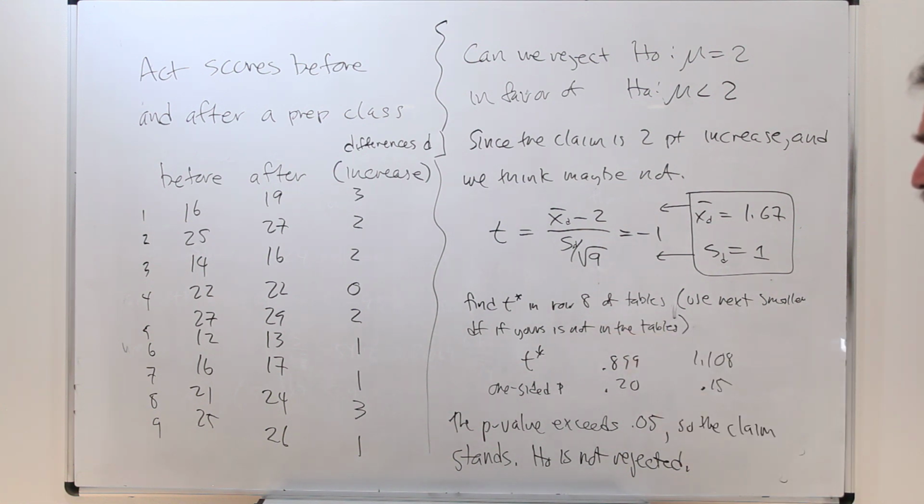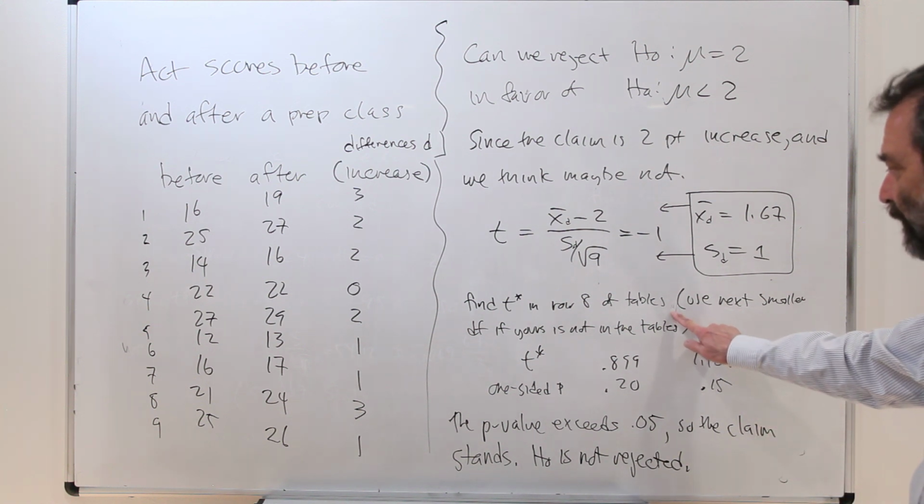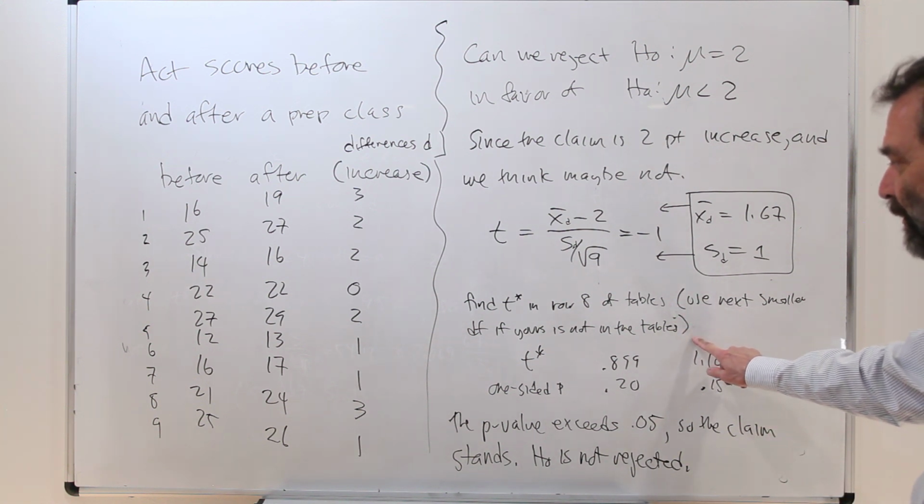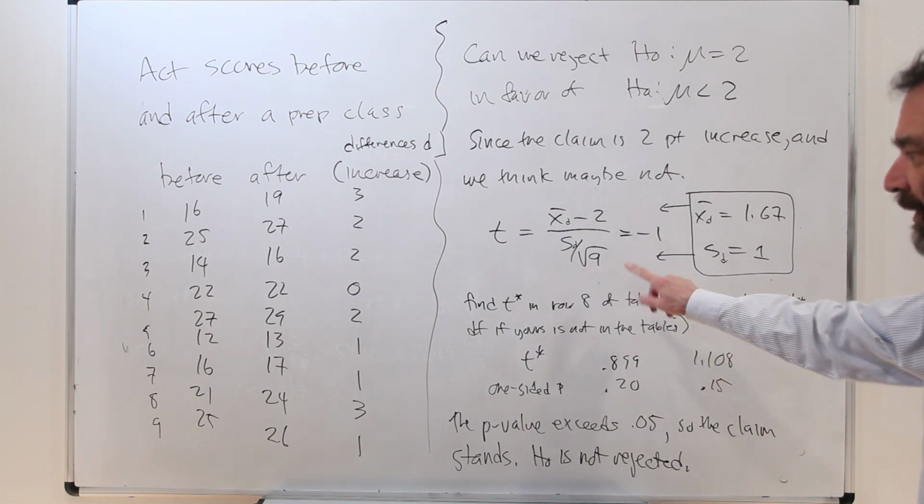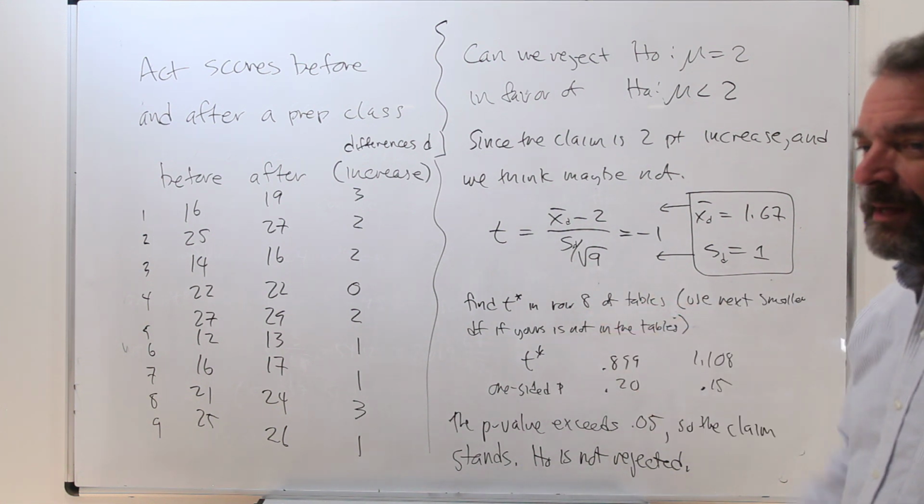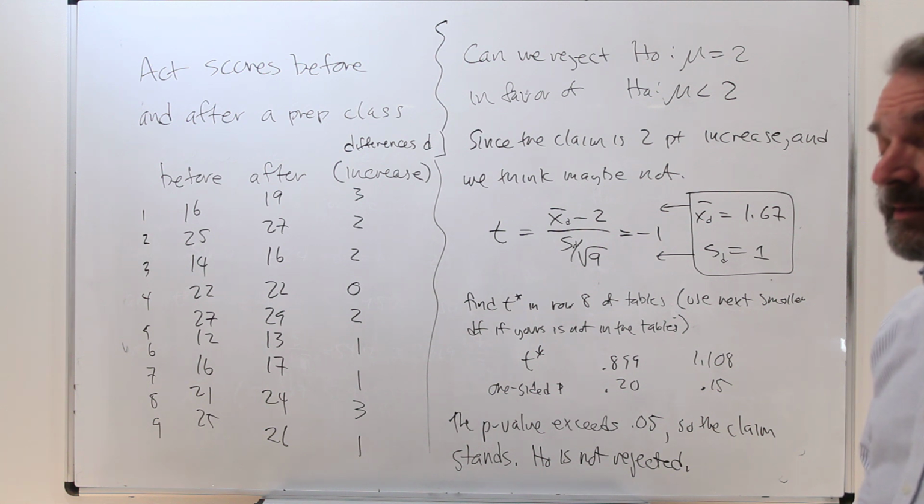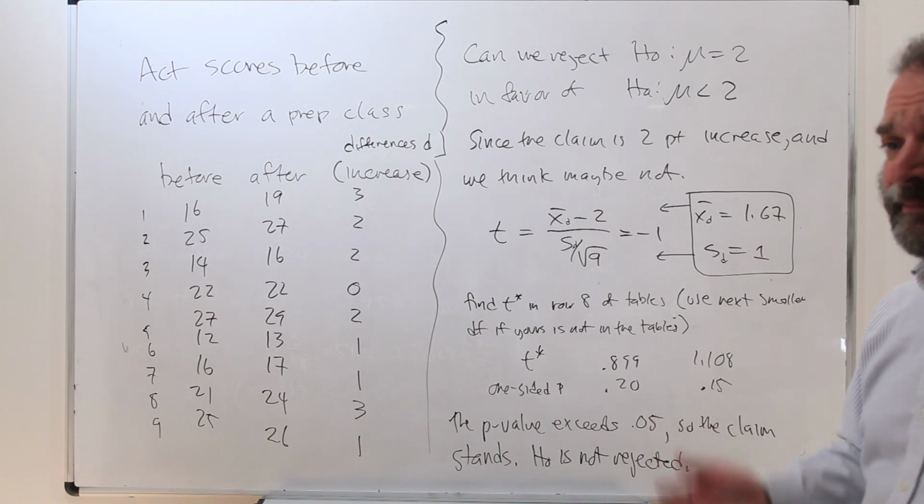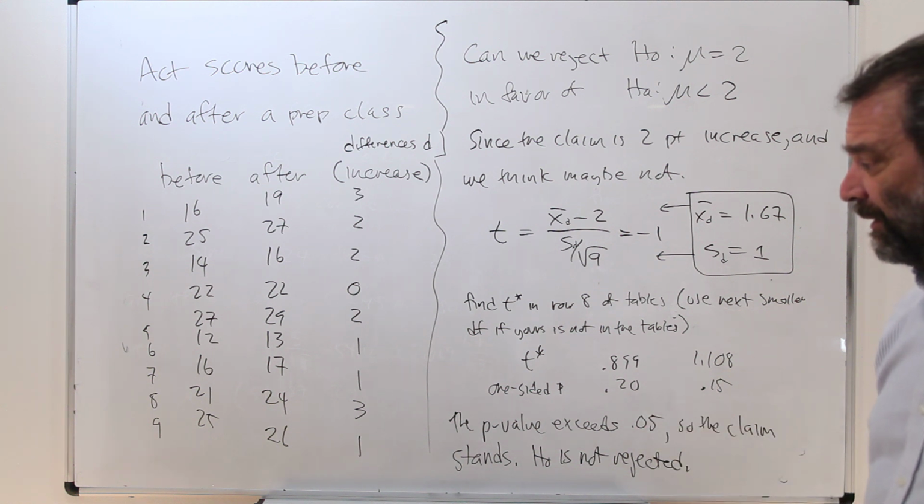Since the sample size is 9, the degrees of freedom is 9 minus 1, which is 8. If that row didn't exist, we would use the next smaller degrees of freedom. So if 8 wasn't in the tables, we'd use 7. Sometimes you'll get like 42 degrees of freedom. There's no 42 in the table, so you just go to the next smaller number, might be 40, and use that to do your calculations.